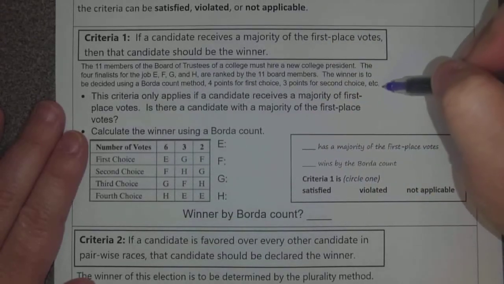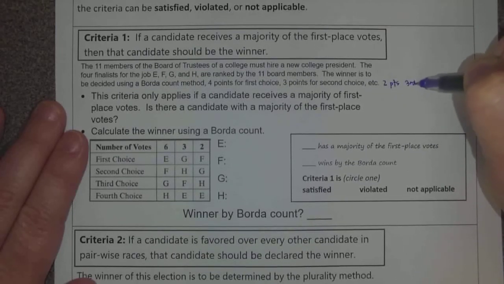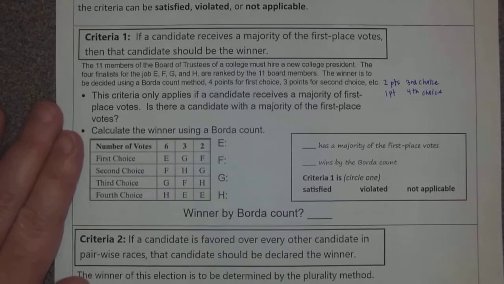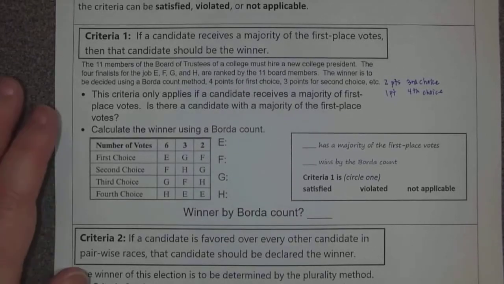Let's just finish that before we go on. That means it would be 2 points for third choice, and then 1 point for fourth choice. After that, it doesn't matter because we'd be at 0. So we're just going to do first, second, third, and fourth choice on that Borda method so that we get to 0. So here we go.